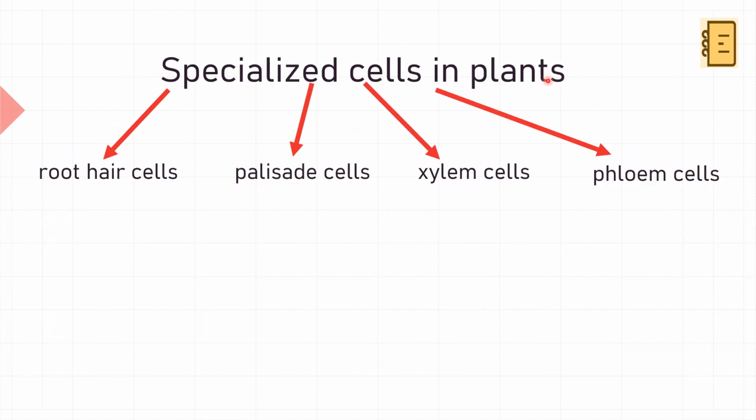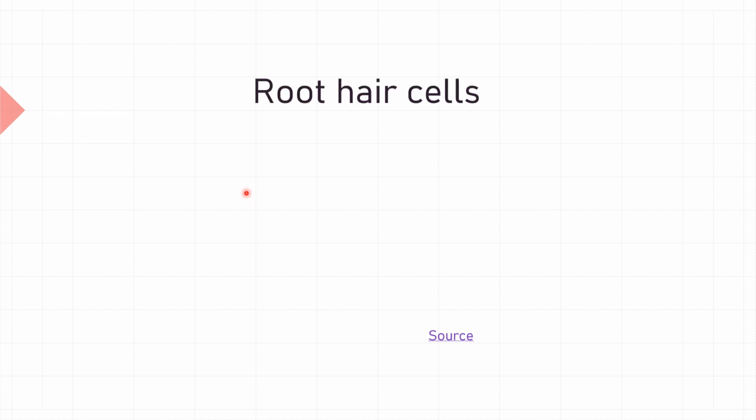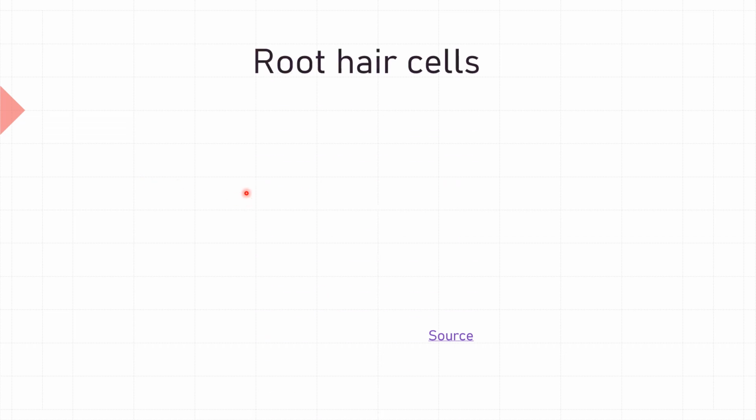Now we will mention some specialized cells in plants. We have root hair cells, palisade cells, xylem cells, and phloem cells. We will start first with the root hair cells. Like the name says, root hair cells. We are talking about plants, so definitely you will find these in roots. So what is the function?